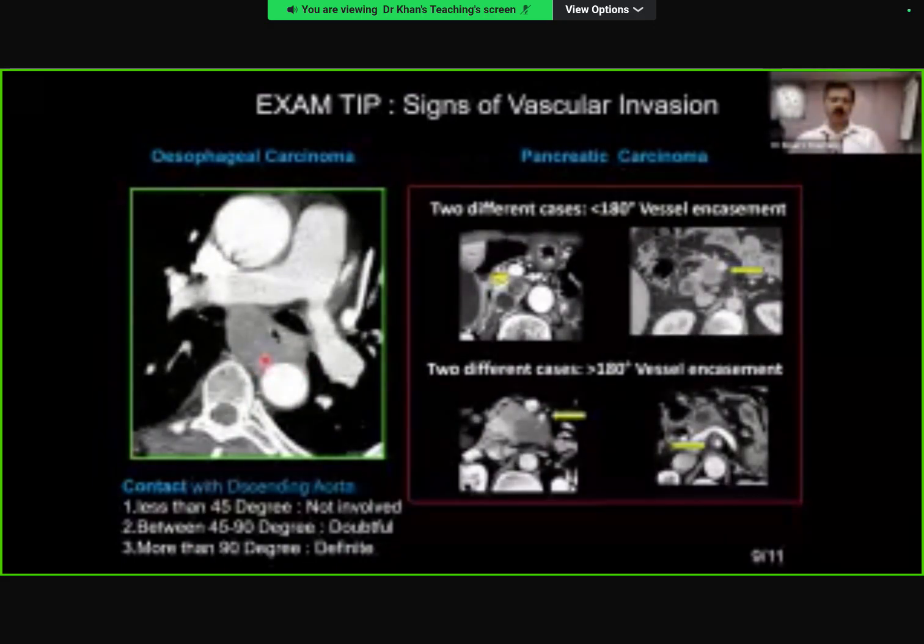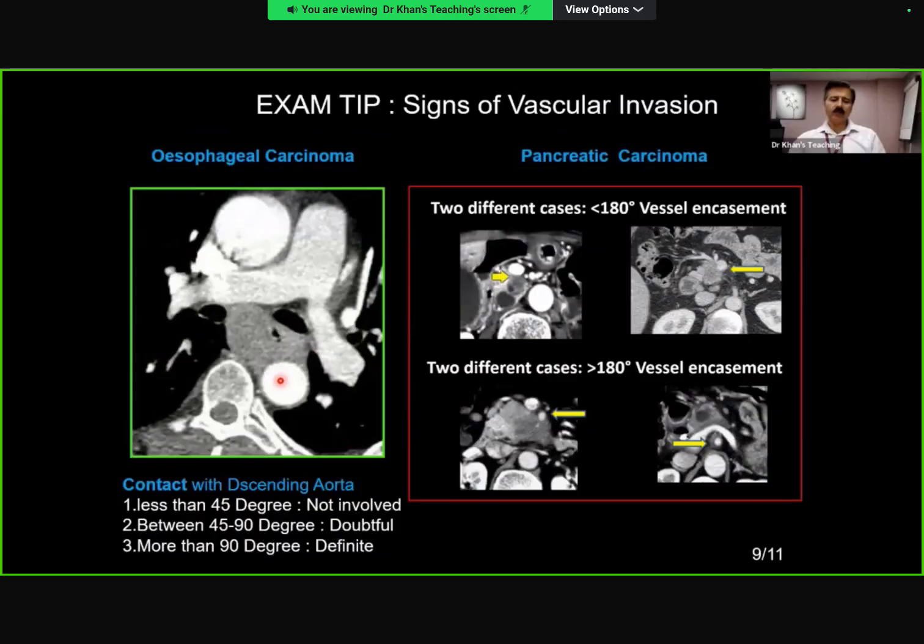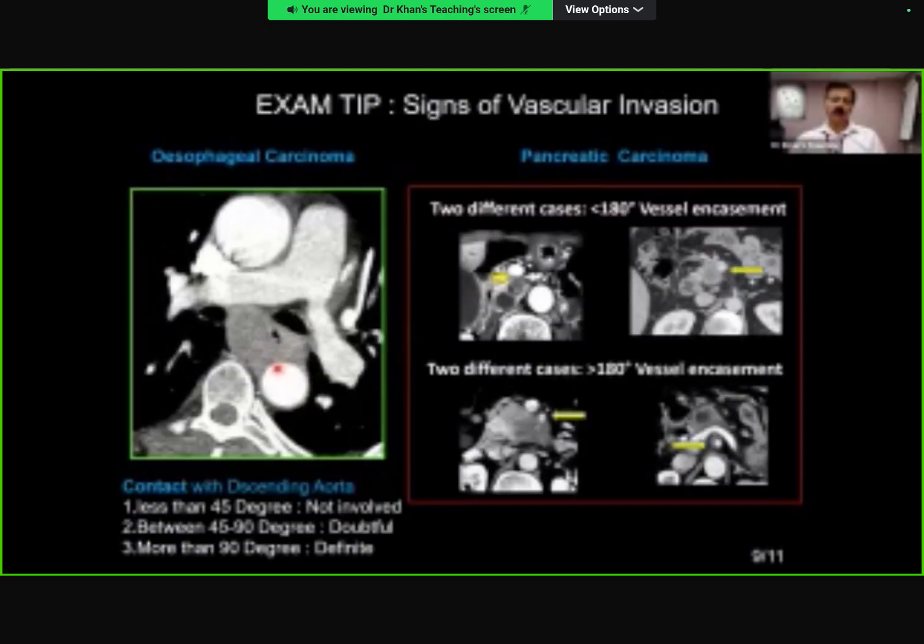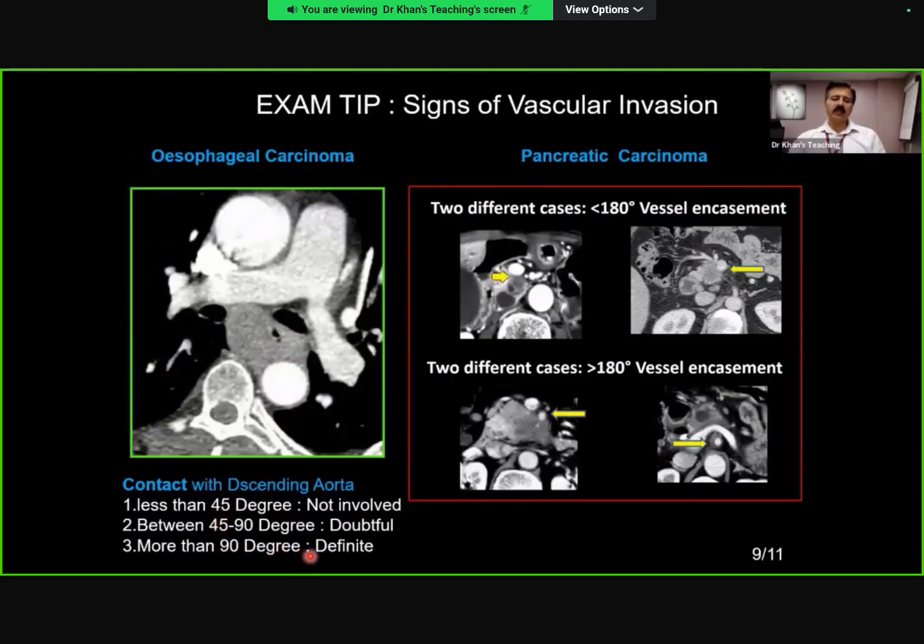If the contact between the tumor and the aorta is less than 45 degrees, meaning it is touching but less than that, you divide it: this is one line, this is another line. From here to here is 45, from here to here is 90. 45 is this one, this is 90, and this is 180. So 45 to 90 degrees is doubtful, and more than 90 degrees is definite. In this particular case, you can see that it is about 180 degrees.